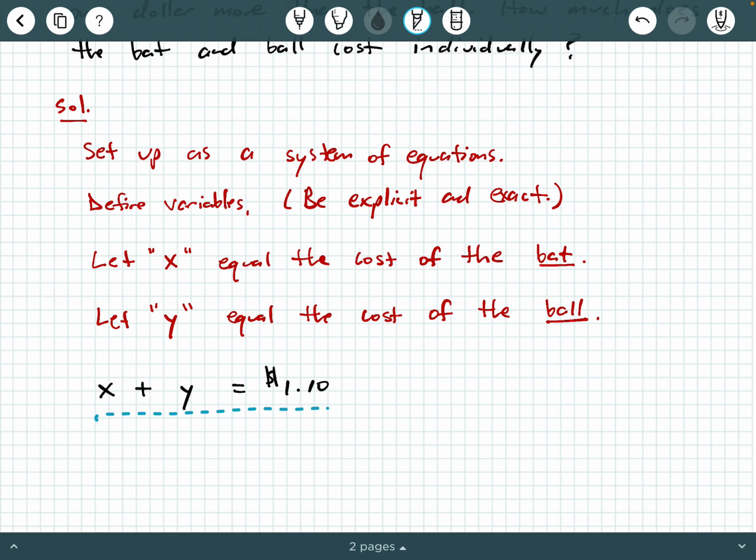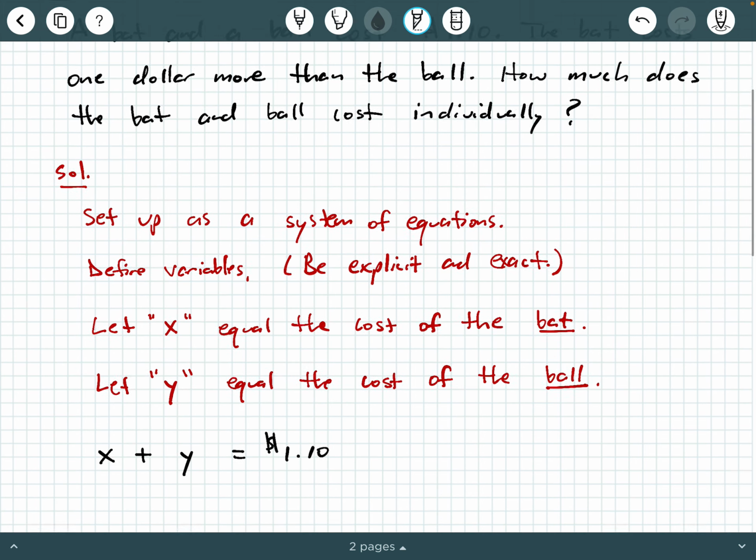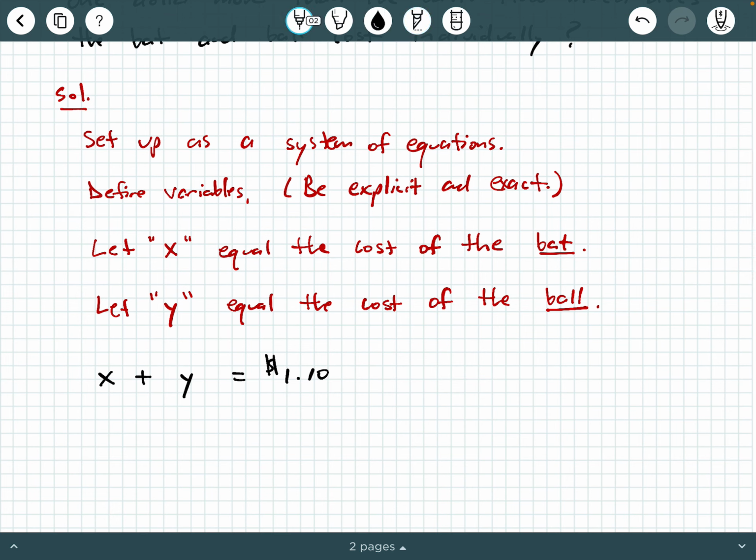So that's where we get x plus y equals $1.10. Okay. Now, what did the second sentence say? The second sentence says the bat costs $1 more than the ball. Okay. So the bat cost is x, right? The cost of the bat is, another word for equal. The cost of the bat is $1 more than the cost of the ball.